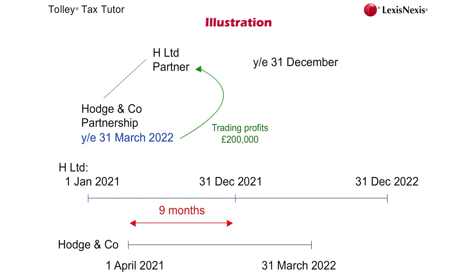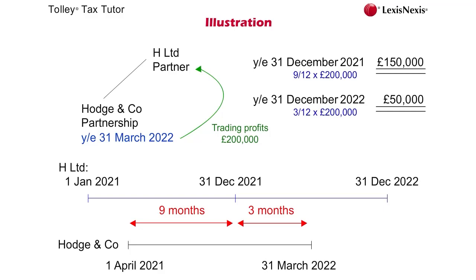9 months of the partnership's year ended the 31st of March 2022 falls into H Limited's year ended the 31st of December 2021, which means that 9/12 of the £200,000 trading profits, being £150,000, will be taxed on H Limited in the year ended the 31st of December 2021. 3 months of the partnership's year ended the 31st of March 2022 falls into H Limited's year ended the 31st of December 2022, which means that 3/12 of the £200,000 trading profits, being £50,000, will be taxed on H Limited in the year to the 31st of December 2022.